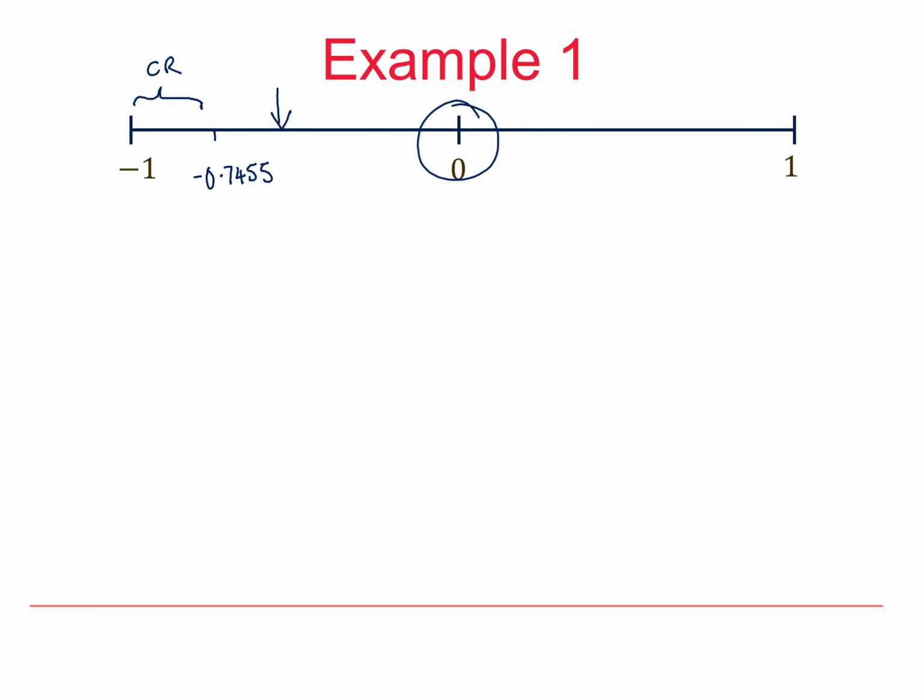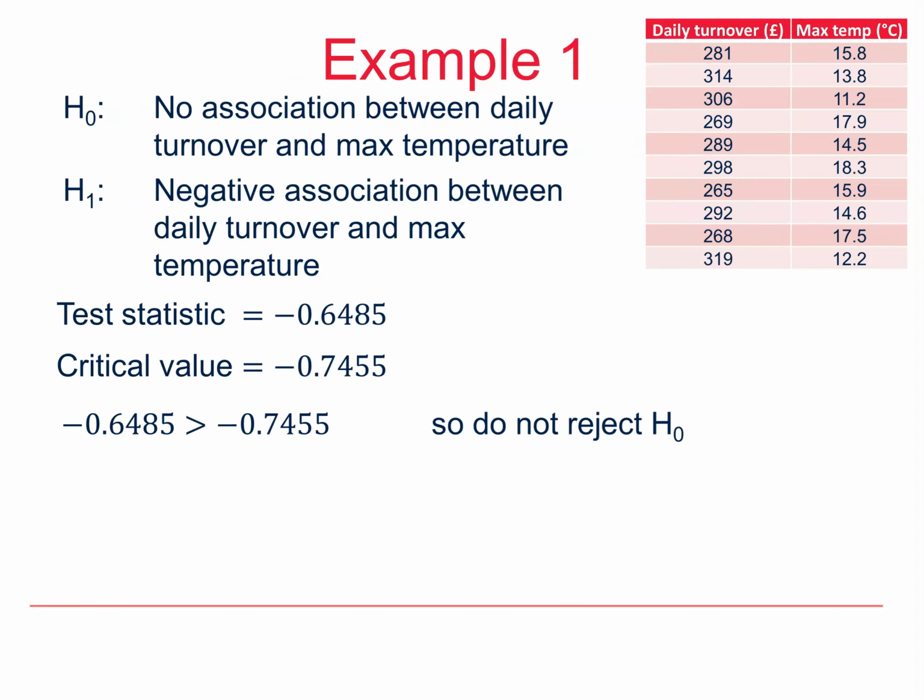Our value is minus 0.6485, which is not significant. So we do not reject the null hypothesis. And we complete our hypothesis test by writing a careful conclusion in context.